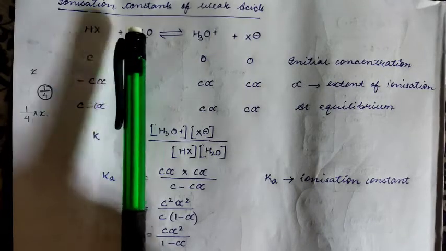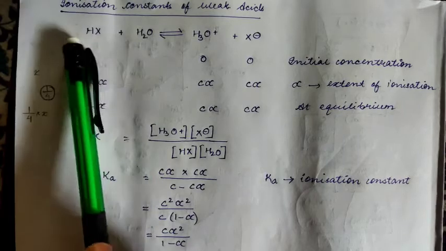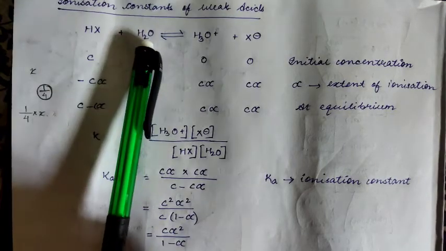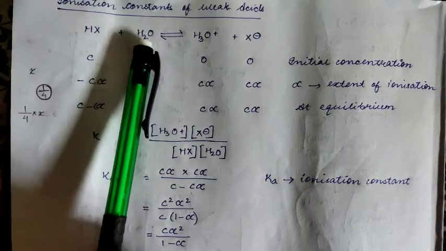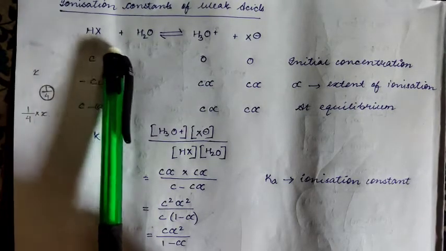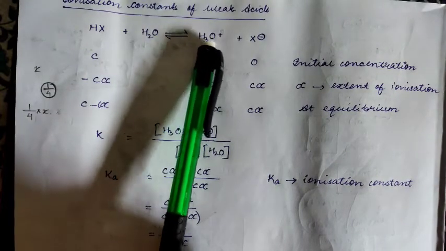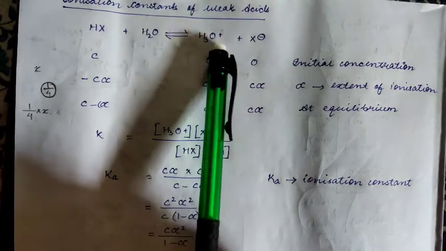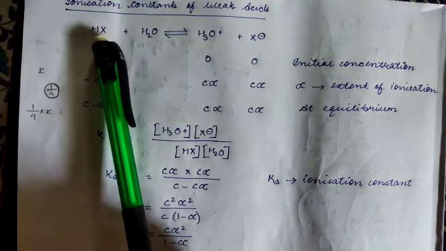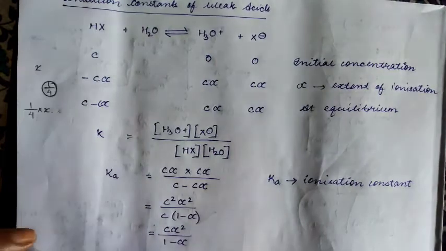H2O, and you already know that water can act as an acid as well as a base. So since this is an acid, it will act as a base. If this was a base, it will act as an acid. So this proton which is released by the acid is taken up by the base and it becomes H3O positive, the hydronium ion, plus the remaining negative part, that is X minus.